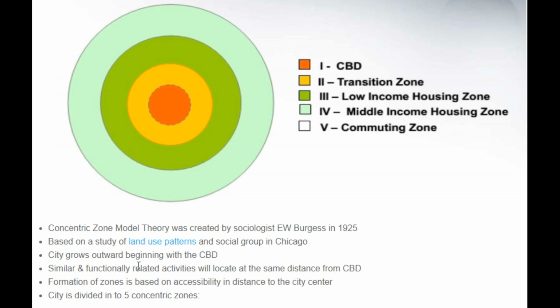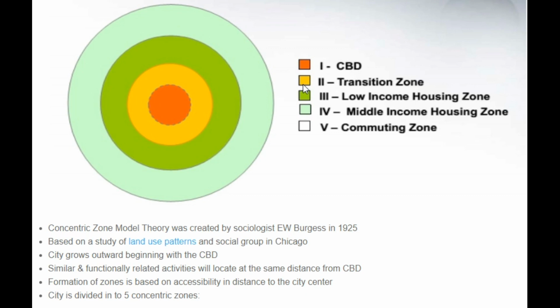Here in the picture you can see there are five concentric circles. First one is CBD, second one is transitional zone, third one is low income housing zone, fourth one is middle income housing zone, and fifth one is commuting zone in the outer area.